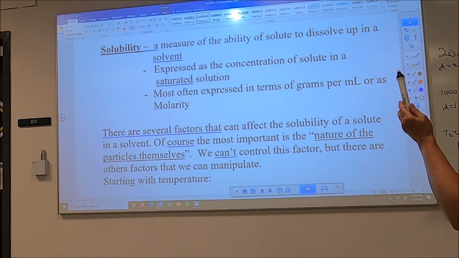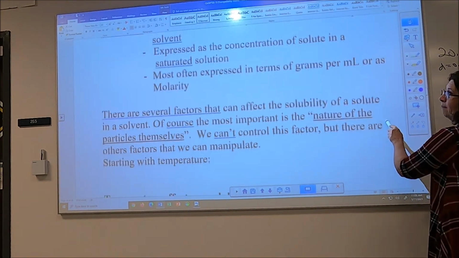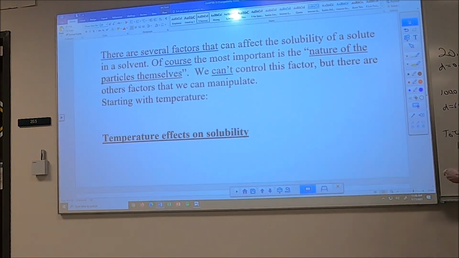Now, there are several factors that affect solubility. The most important is the nature of the particles. Okay? Remember, like dissolves like, so the more alike the particles are, the better they're going to mix, the more soluble the solute is going to be in the solvent. We don't have control over the nature of the particles. Okay? But there are other factors that we can manipulate to affect solubility.